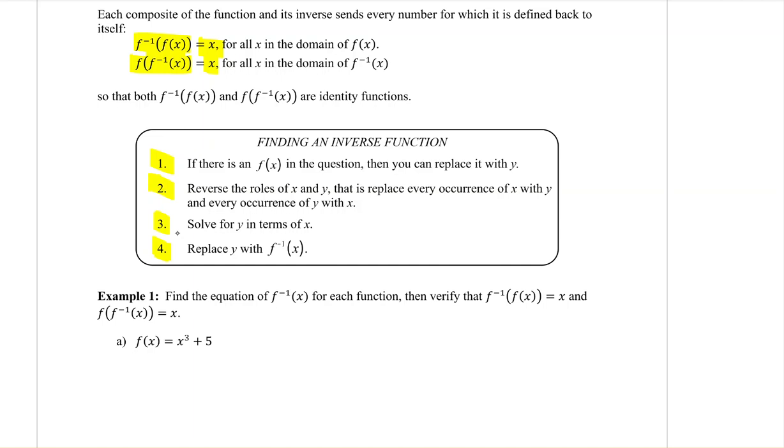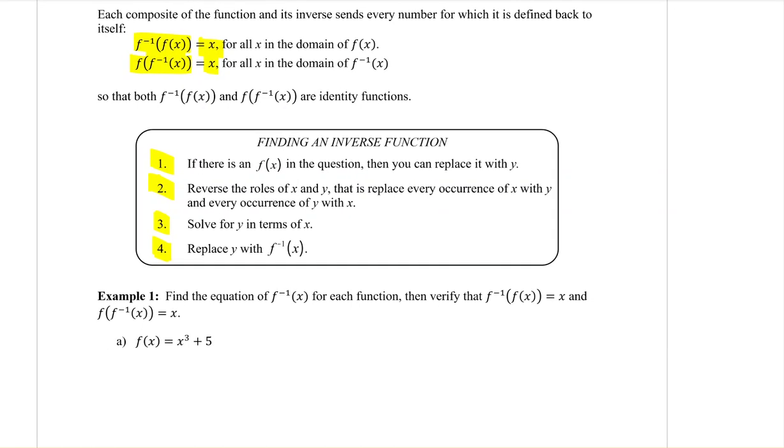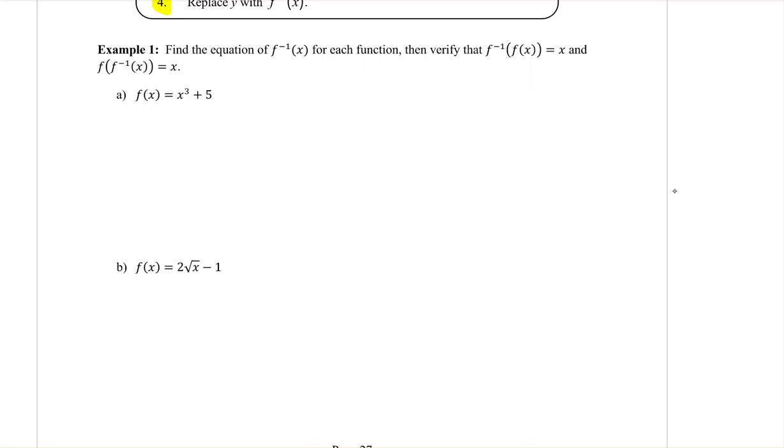Okay? So, question number 1. Find the inverse function for each equation that I'm giving you here, and then we're going to sub the original function into the inverse function to show that we get x. And we're going to do it both ways. We're going to sub the inverse function into the original function and show that we get x as well. But first of all, let's find the inverse.